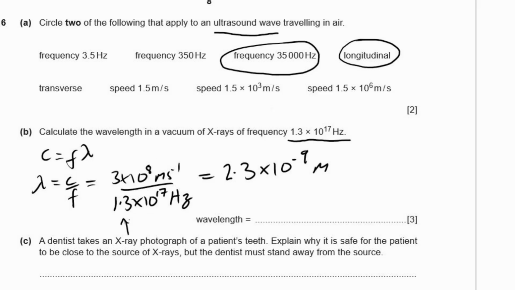There we go, we've got two significant figures in the question, so we should have two significant figures in our answer. 2.3 times 10 to the minus 9 meters. Remember your units, there's nothing written down there. Okay.